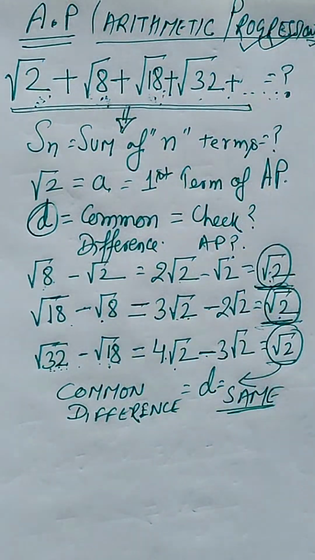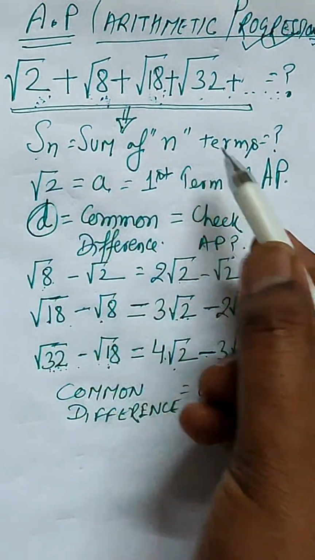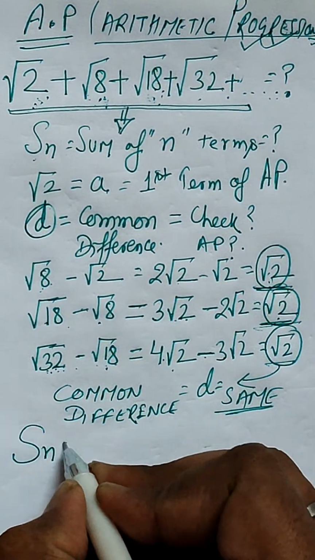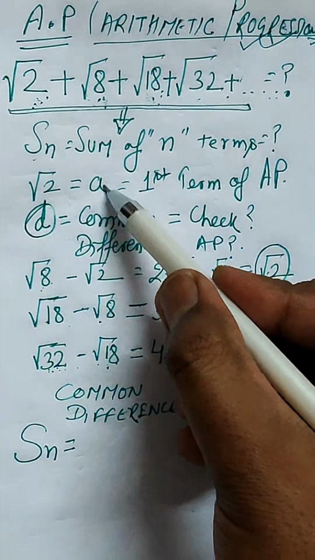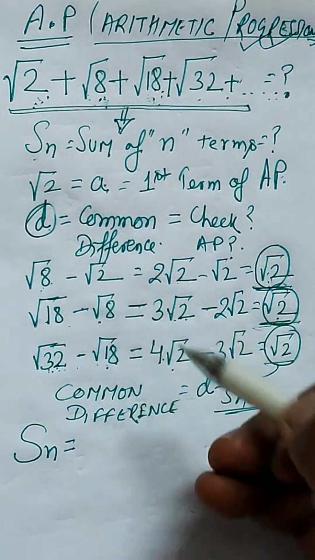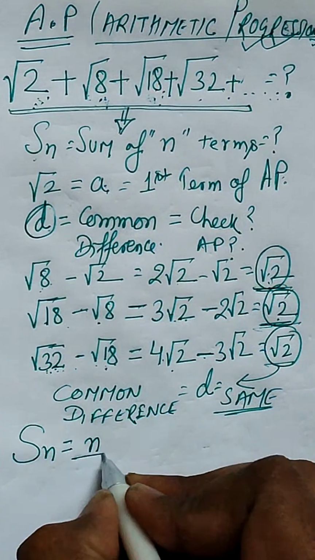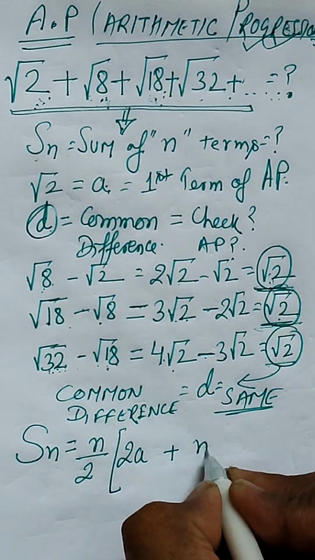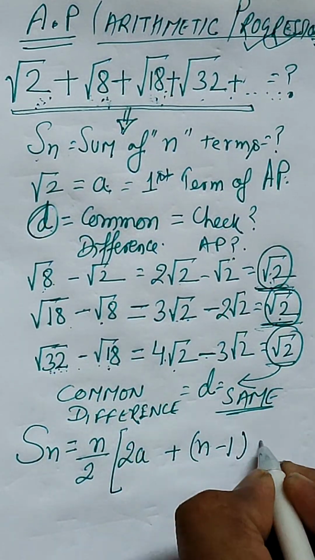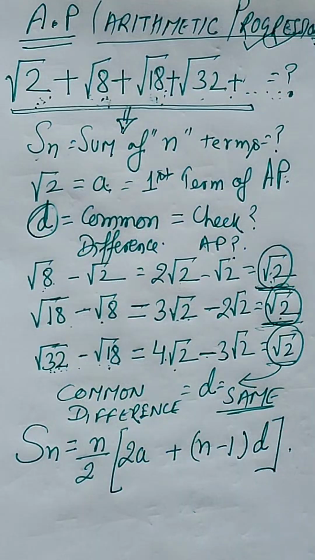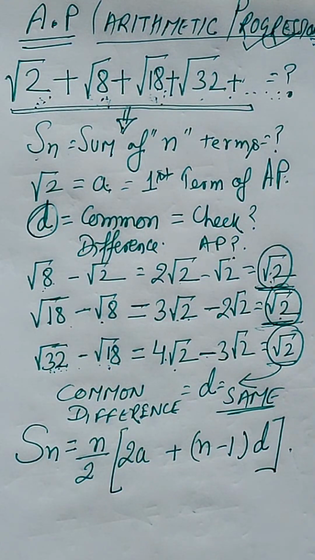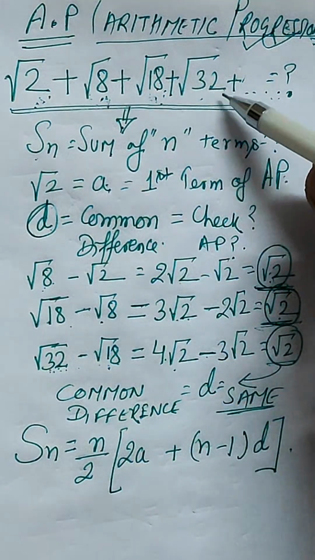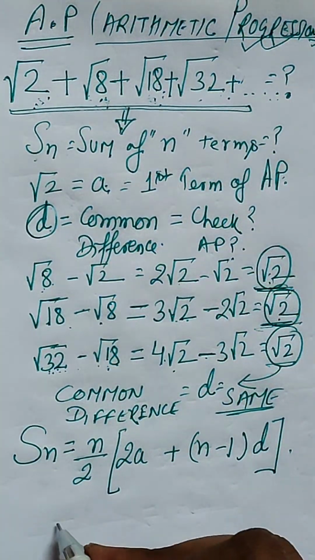So we need to find the sum of n terms of this AP. The sum of n terms of an AP, where A is the first term and D is the common difference, is given as Sn equals n by 2 into 2A plus n minus 1 into D. This is the formula for the sum of n terms of an AP, right? So we need to find the sum of n terms of the given series. So just put in the values.